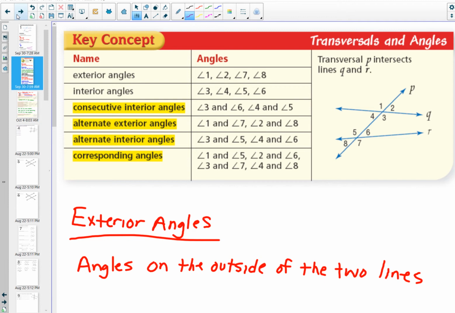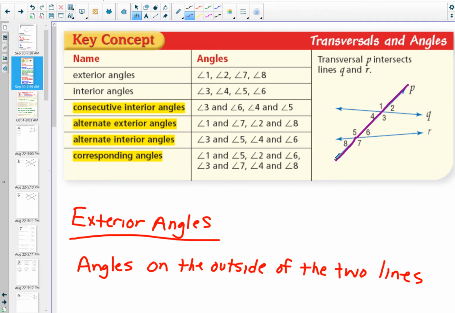Consecutive interior angles. They're on the same side. They're kind of next to each other. We're not talking consecutive like if we're counting 1, 2, 3, 4. We're talking consecutive meaning if I'm going to go around right here, they're lying in between there on the same side. Alternate exterior angles. We know what alternate means, right? We're going to flip-flop. We're going to take turns. If you look at your transversal, kind of a line.